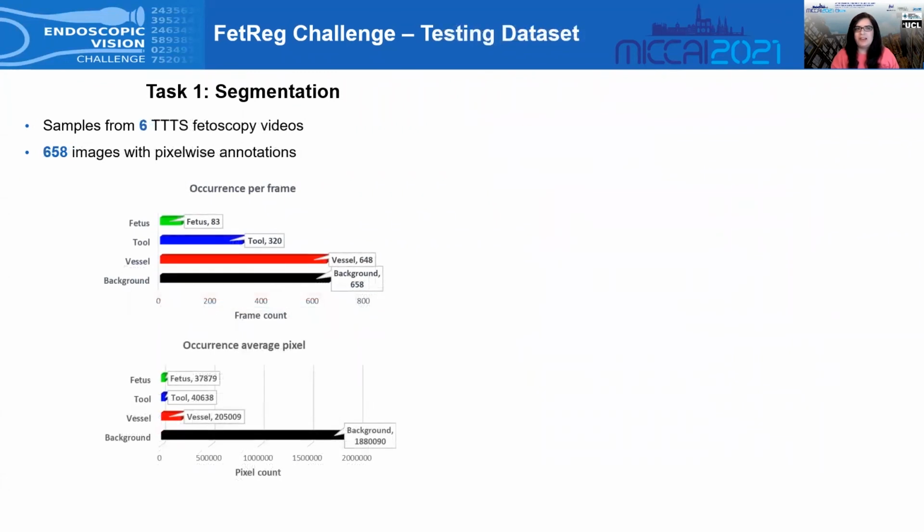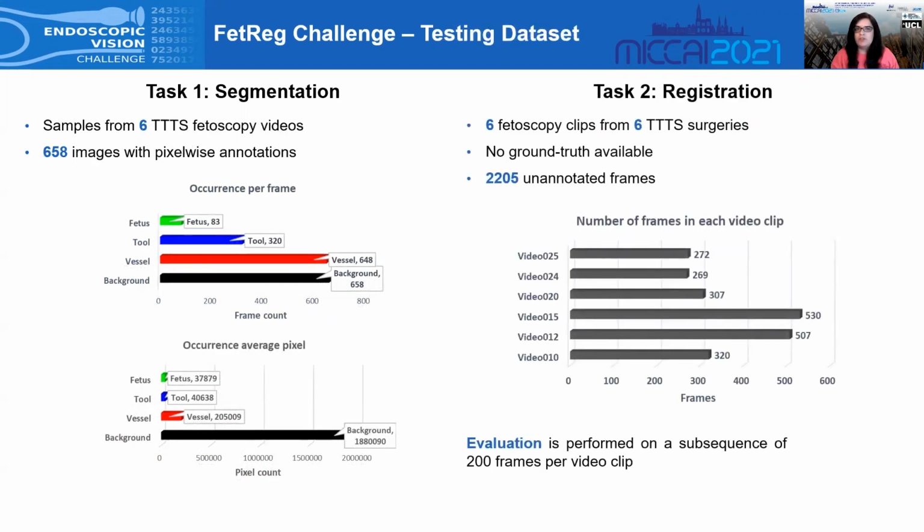In terms of the testing data set, this data set was not released to the participants, but it contains 6 in vivo fetoscopy videos, about 658 images with pixel-wise annotations. Again, we see the same trend of class imbalance in this data set as well. And talking about the data set for the registration task, it contains 6 short clips from the same videos and more than 2,000 unannotated frames. The evaluation for the registration task was performed on a subsequence of 200 frames from each video clip, such that this subsequence was free of occlusions, or the views in the subsequence were relatively planar or had some vessels clearly visible.